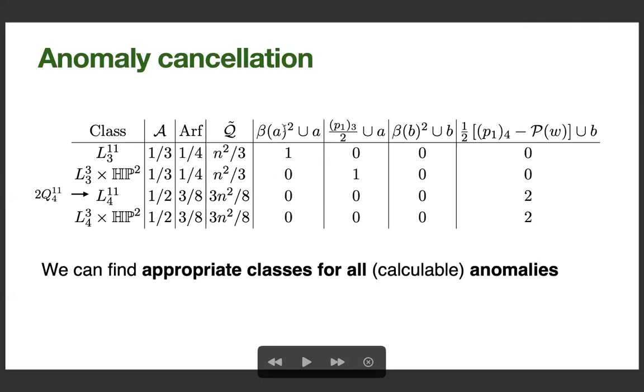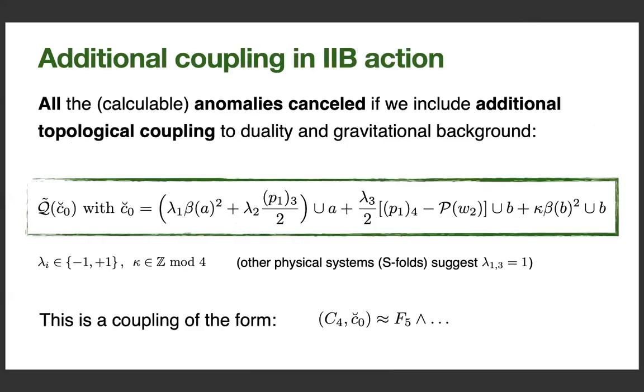So once we include these terms, we see that indeed all the calculable anomalies are canceled. But what does that mean for our type two theory? Well, there is now an additional coupling. All the calculable anomalies that I showed you are canceled once we include the coupling of the four-form fields to this now background differential cohomology element generated by characteristic classes of the space-time and the duality bundle. And this is the coupling.